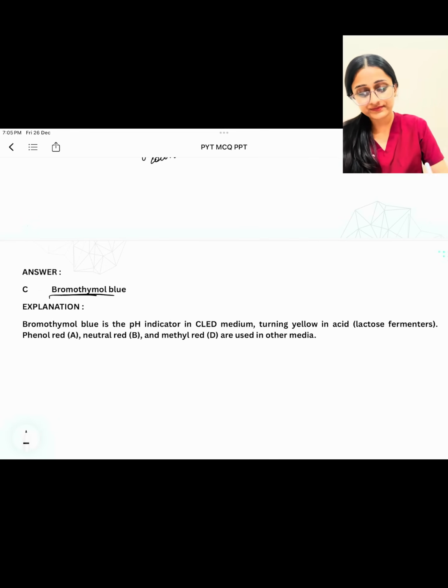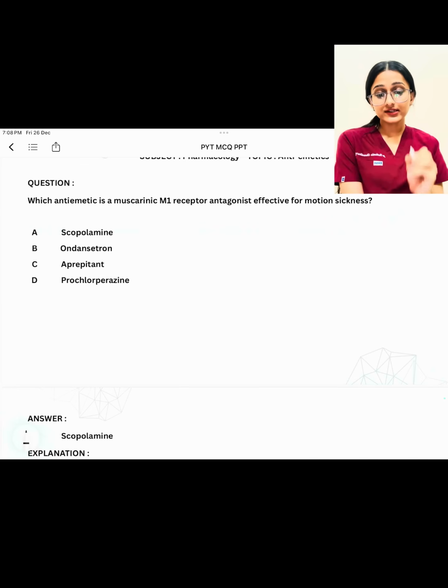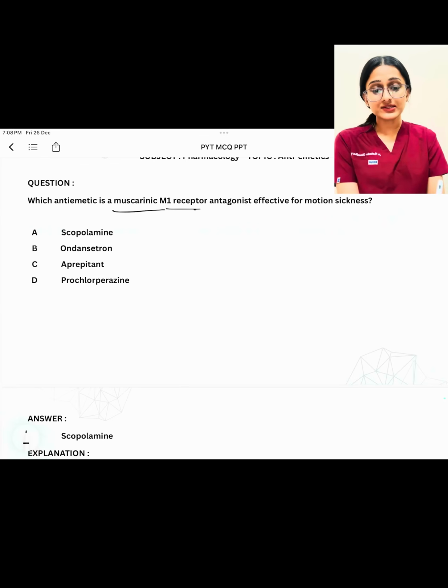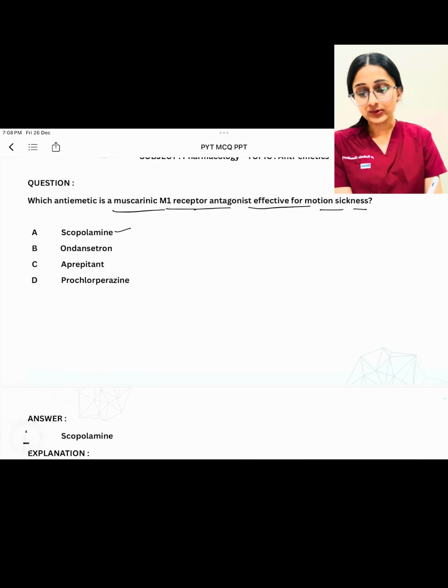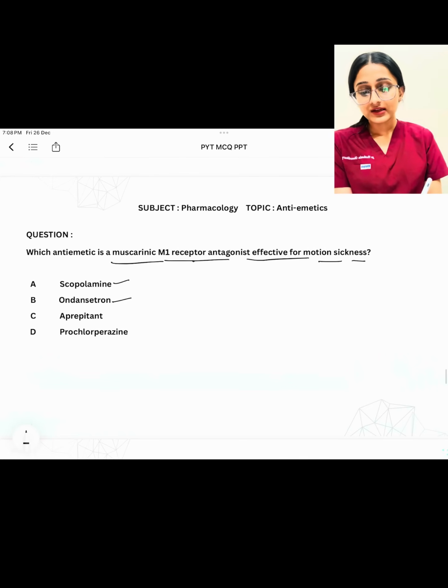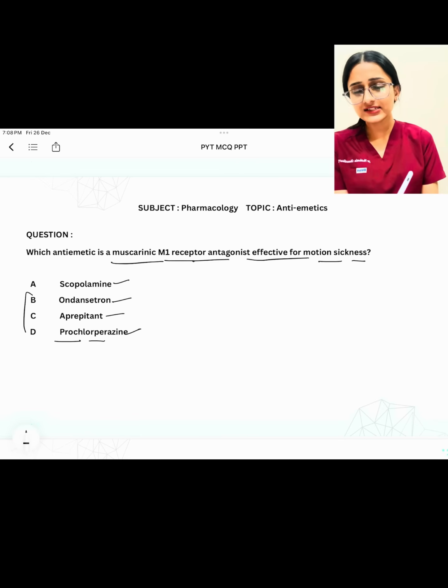Which antiemetic is a muscarinic M1 receptor antagonist effective for motion sickness? Options are scopolamine, ondansetron, aprepitant, and prochlorperazine. Okay, so the answer will be, let's just rule out.